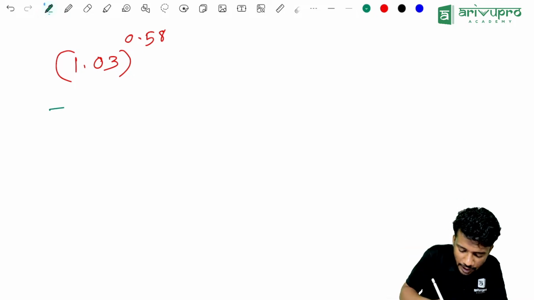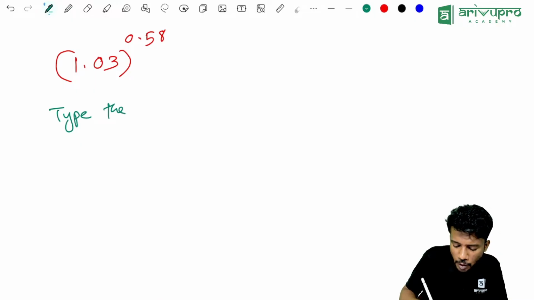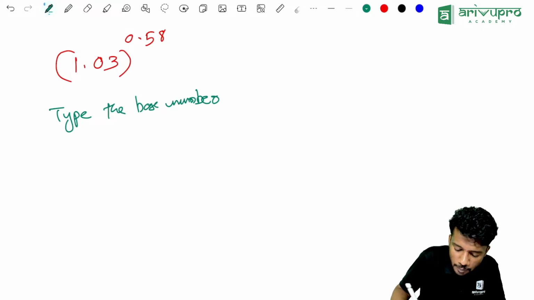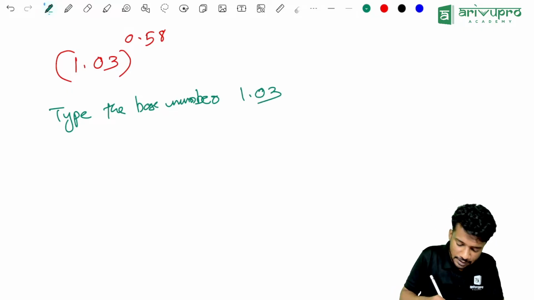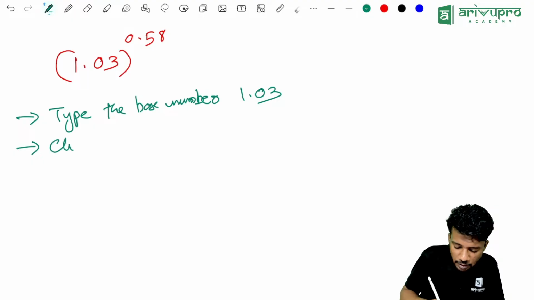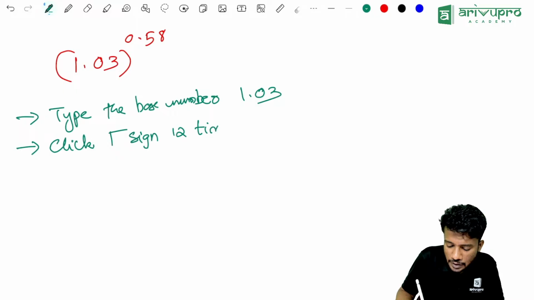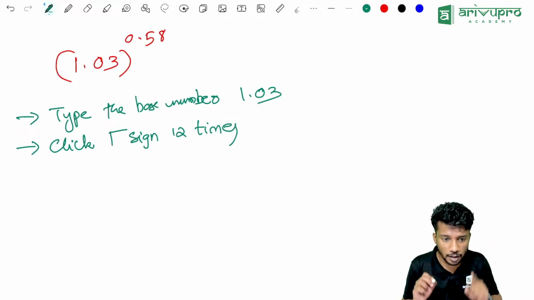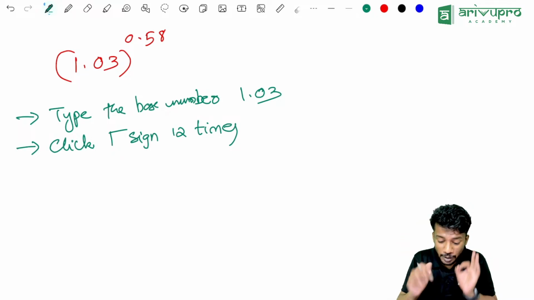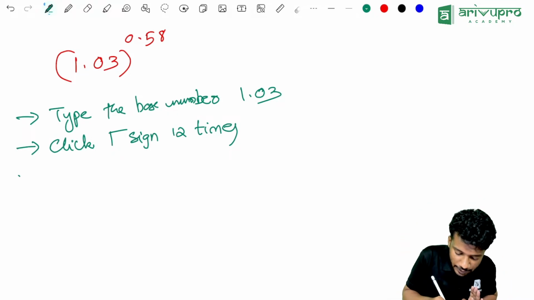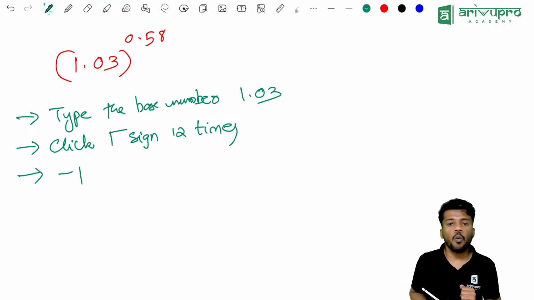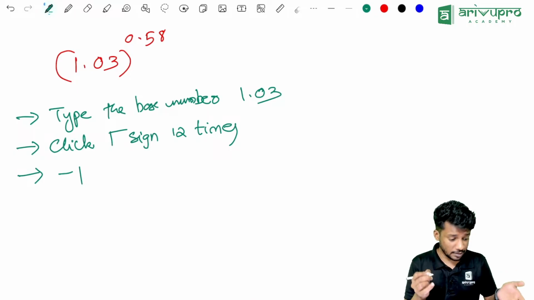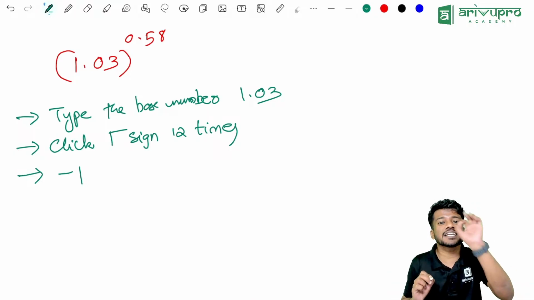First step is to type the base number. That is 1.03. Then the second step is to click the root sign 12 times. So first step is type 1.03, that is the base number. Then click the root sign. How many times? You will be clicking that 12 times. Then the third step is minus 1. We need to reduce the received value by 1. Minus 1 you will click.